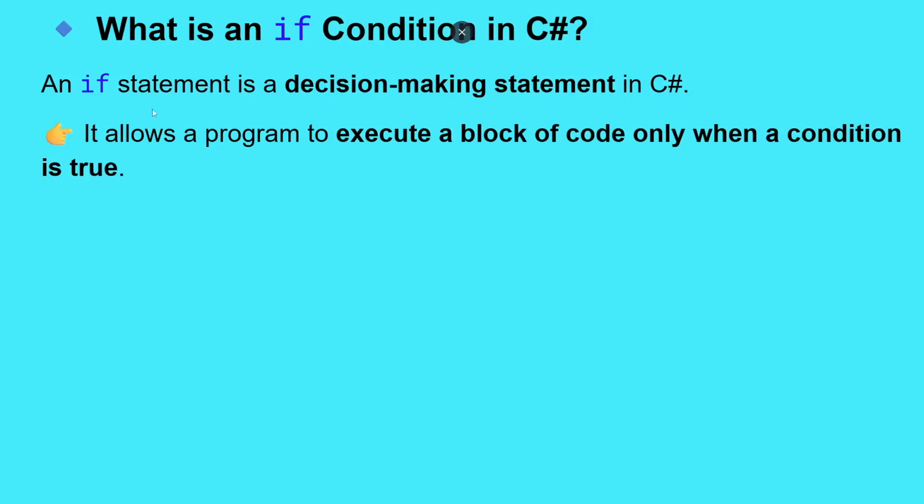Now let's see what is an if condition in C Sharp. An if statement is a decision making statement in C Sharp. It allows a program to execute a block of code only when a condition is true.